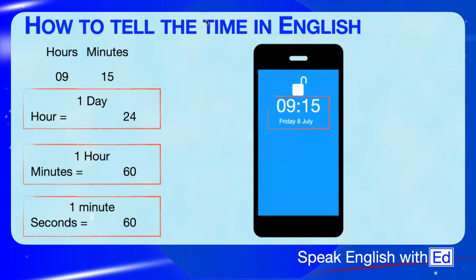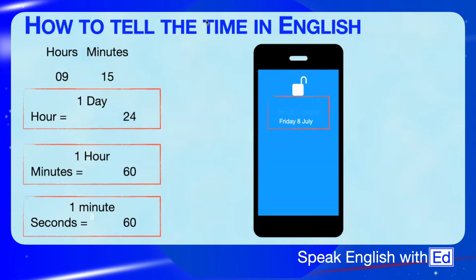But what happens when we get to the end of the day? What happens to this display time? The last minute of the day is 23:59. Okay, 23:59 would be the last minute for Friday the 8th of July. But what's it going to do when it jumps over to the next minute? Is it going to go to 24:00? Well, let's have a look and see.